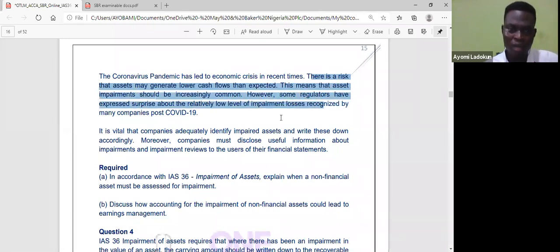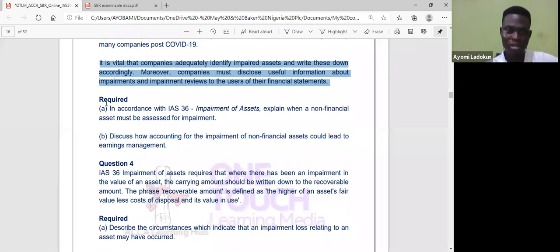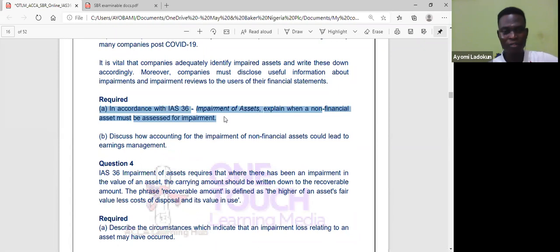However, some regulators have expressed surprise about a relatively low level of impairment losses recognized by many companies post-COVID-19. It is vital that companies adequately identify impaired assets and write them down accordingly. Moreover, companies must disclose useful information about impairment and impairment reviews to the users of their financial statements. Required, in accordance with IAS 36, explain when a non-financial asset must be assessed for impairment. My class, you should be able to handle that. A non-financial asset must be assessed when there are indicators of impairment.